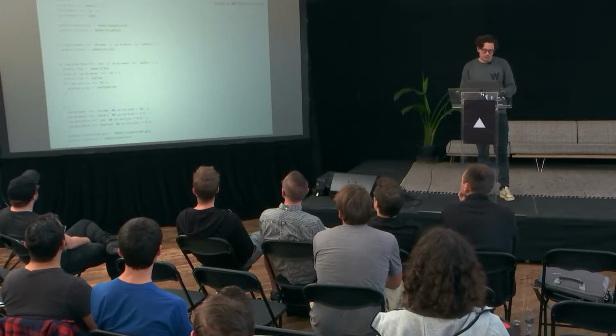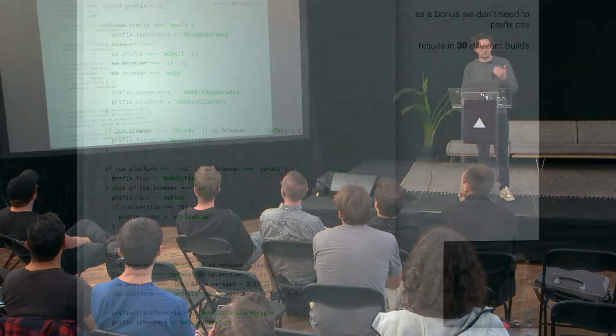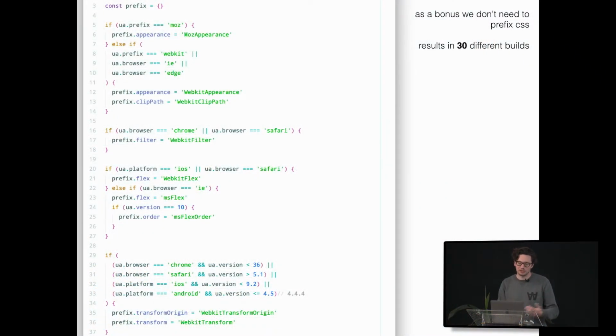And this is an illustration of something that we use it for. This always gives your CSS the perfect prefix for a user agent that you end up with. And this one little file already ends up in 30 different builds. So you can imagine if you add some more combinations, it will grow pretty fast.